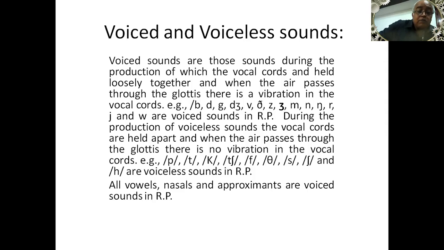Okay, then let's come back to phonetics once again, with the voiced and the voiceless sounds. Voiced sounds are those during the production of which the vocal cords are held loosely together. And when the air passes through the glottis, there's a vibration in the vocal cords. It sounds like b, d, g, j, v, th, z, zh, m, n, ng, r, y, w. These are all voiced sounds in RP.